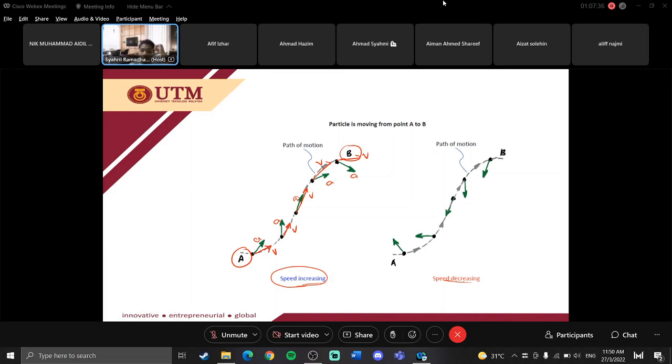Okay, for the speed decreasing, you have A to B. This is the direction of motion, V. You may notice that the acceleration is in the opposite direction of the direction of motion. So we can say that the speed is decreasing, or deceleration.